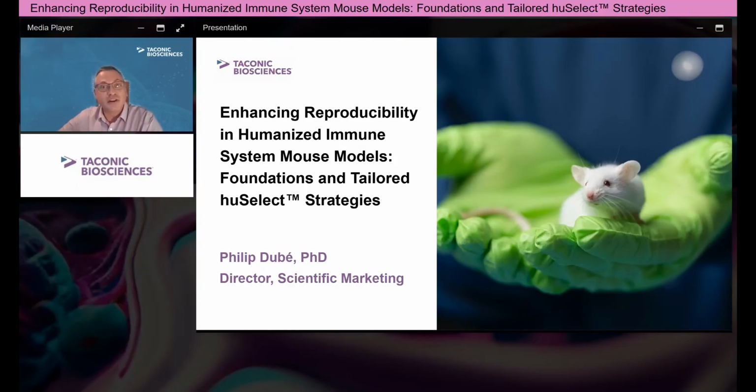In my 9 years at Taconic, I have worked with dozens of academic, pharma, and biotech clients around the world to help them understand and integrate humanized immune system mice into their research projects.